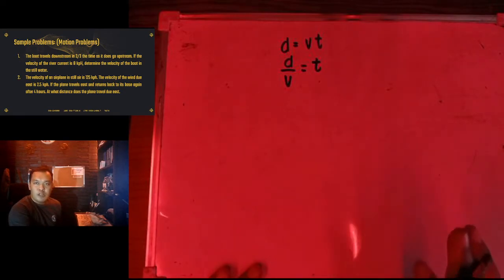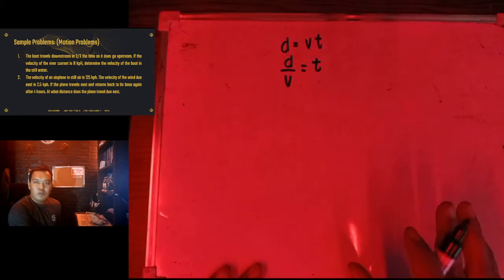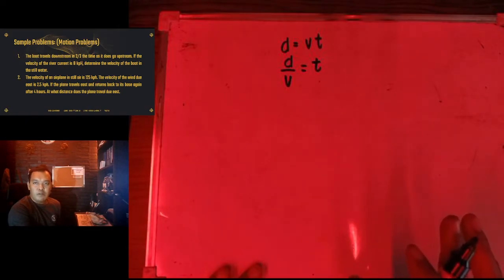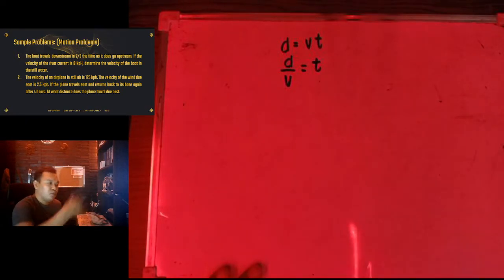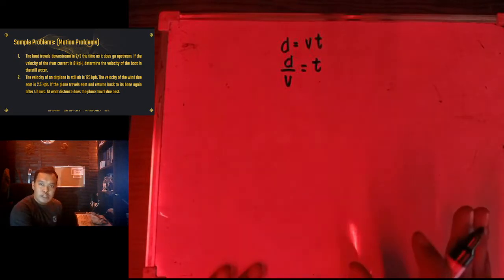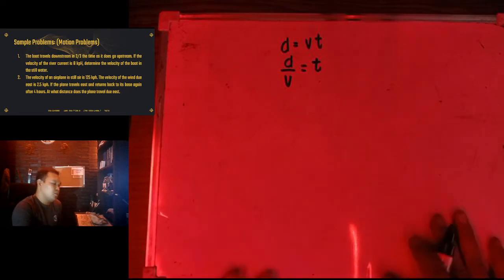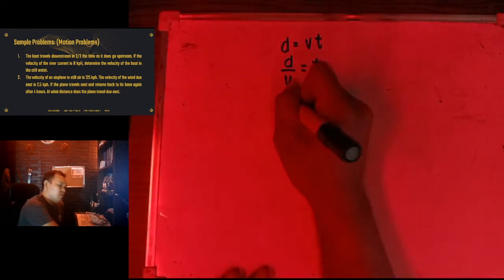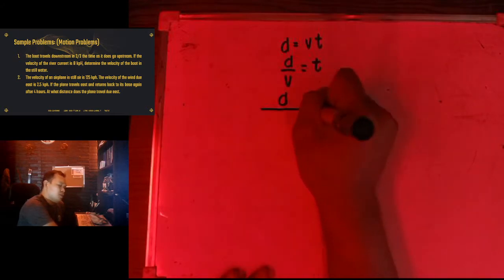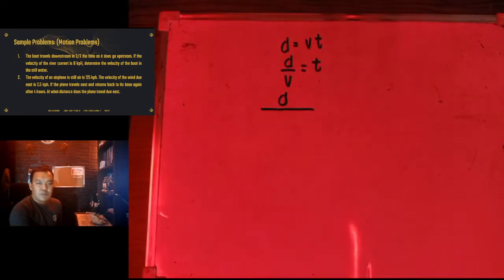So, the velocity of an airplane is 125 kph. The velocity of the wind due east is 25 kph. If the plane travels east and returns back, ibig sabihin, nagpunta, pabalik, within 4 hours lang daw siya, based on sa problem. So, ano daw yung distance, no, na travel? So, we can say that d over v, distance, all over velocity, yung papunta siya dun sa paroroonan niya. So, along with the wind siguro siya. So, sabihin natin along with the wind.